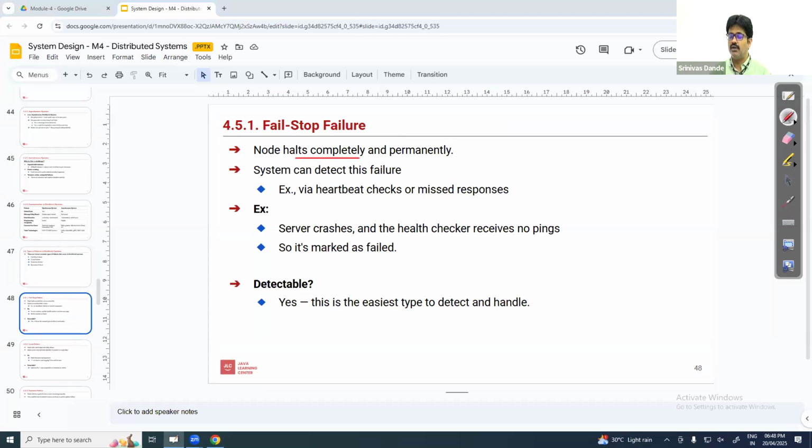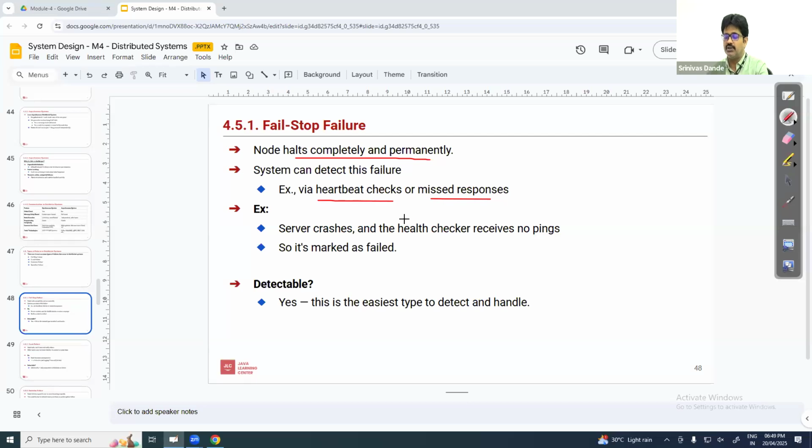In a fail stop failure, the node halts completely or permanently, meaning the node is completely not working. We call that a fail stop failure. We can detect this failure via heartbeat checks or no message responses coming from that node. So we can understand that it has completely failed.